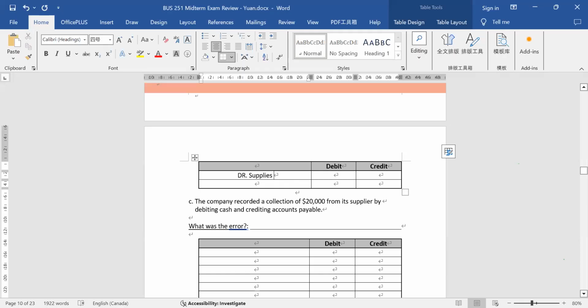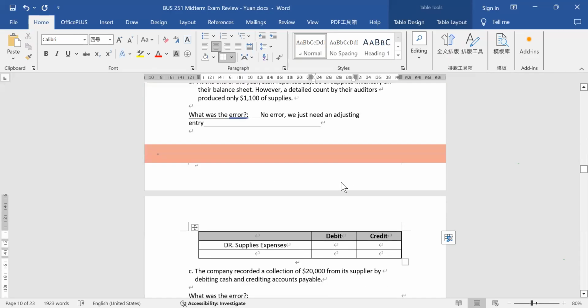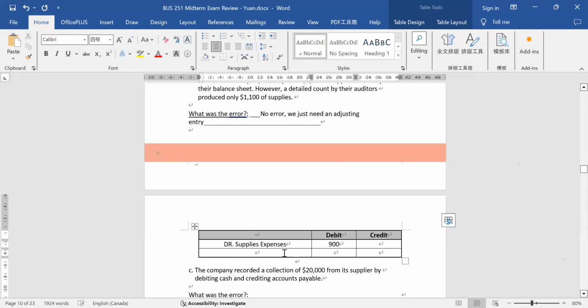Supplies expense. And how we calculate is just to use the 2,000, subtract the 1,100, right? I won't write it here. And credit supplies inventory. And you put that. That's it.